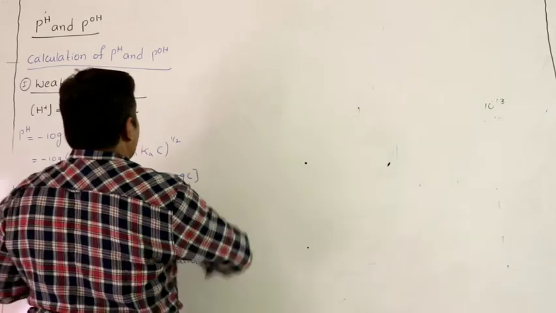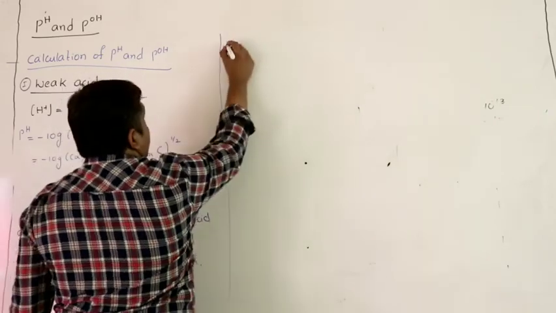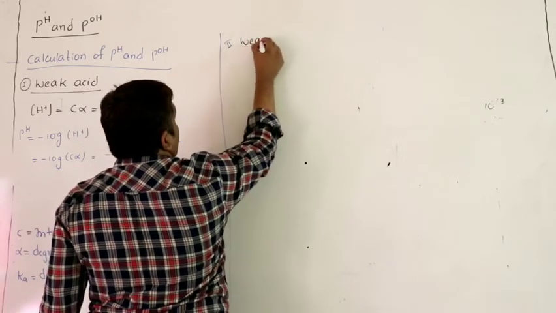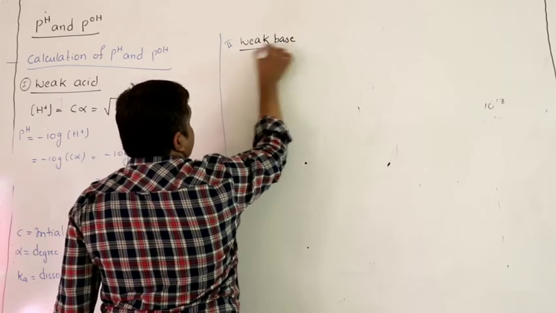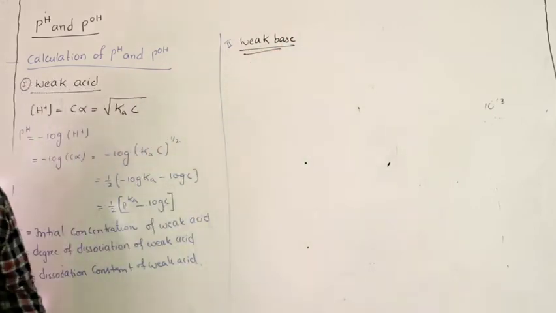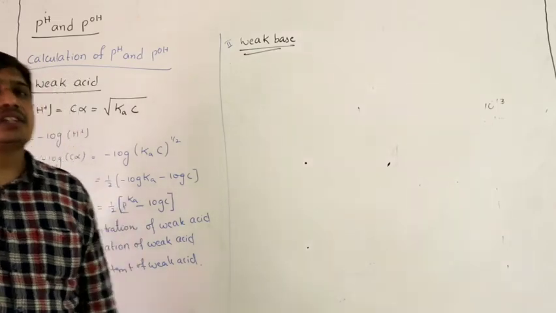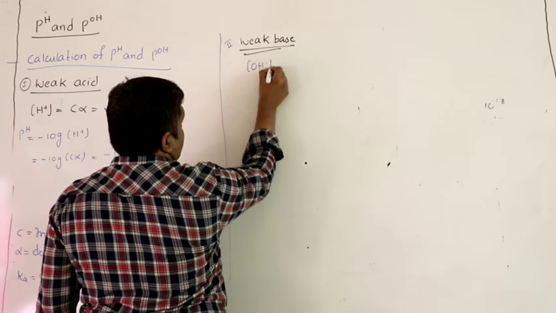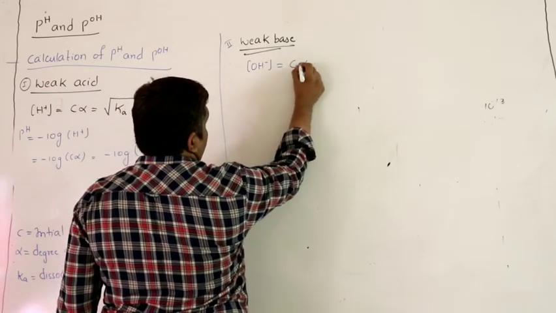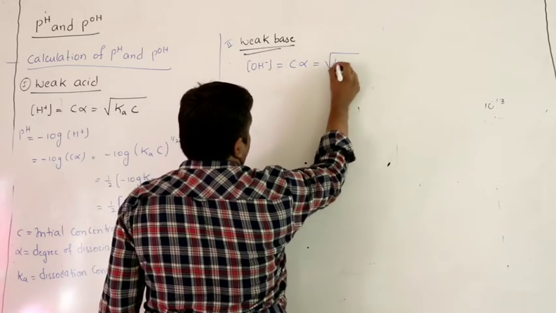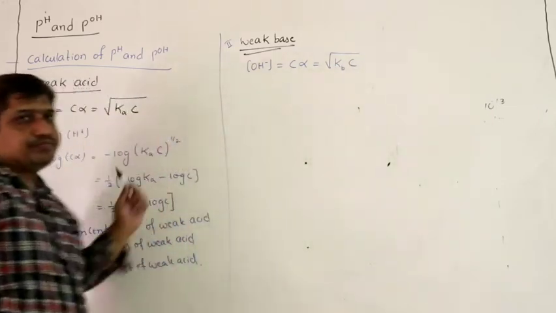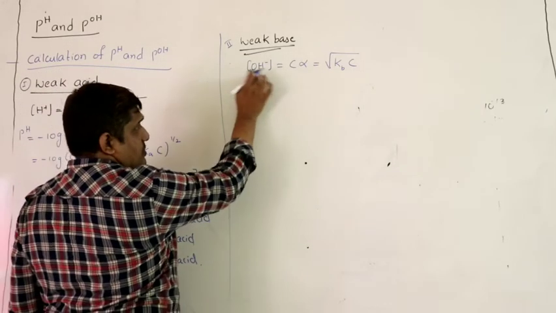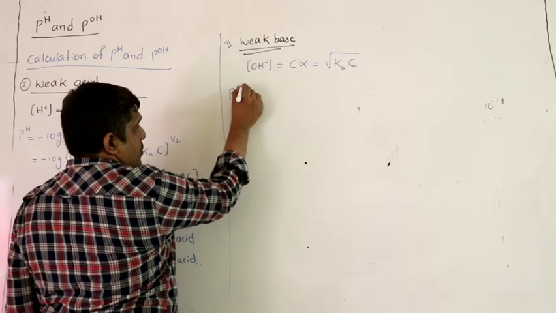Similarly, let us find for weak base. If the system contains weak base, base releases OH minus ions. So, the system contains OH minus ion, and we have to know the OH minus ion concentration. OH minus ion concentration at equilibrium is equal to C alpha or root over Kb into C, same. Only the difference is instead of Ka you will get Kb. Once OH minus ion concentration is known, we can find pOH directly.